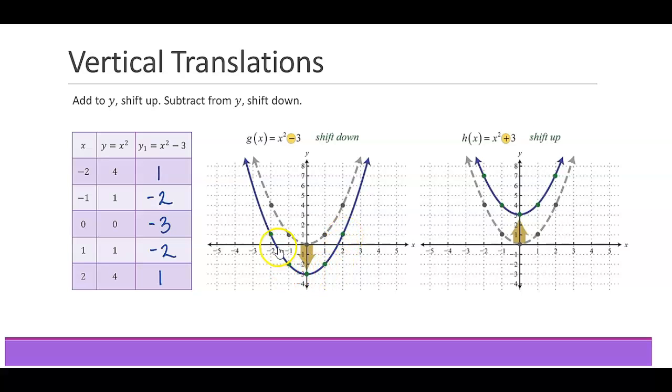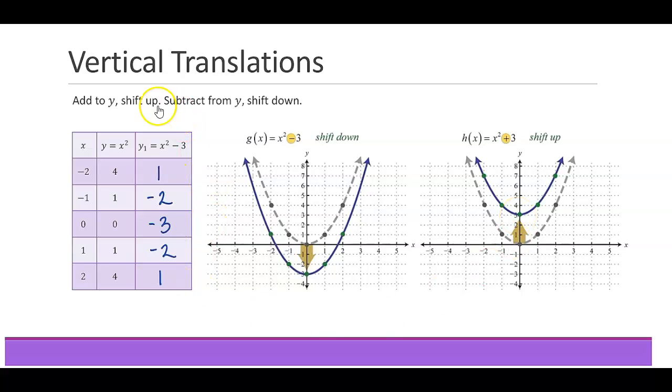So if we see those 5 points and think about connecting those together, the original function, y equals x squared, has shifted down 3 units because I'm subtracting from the y values. So if I'm subtracting from y, then everything moves down 3 units. Similarly, if I add to the y values, if I add on the outside of the function, then everything is going to shift up that many units. So in this case, everything is shifting up 3 units.